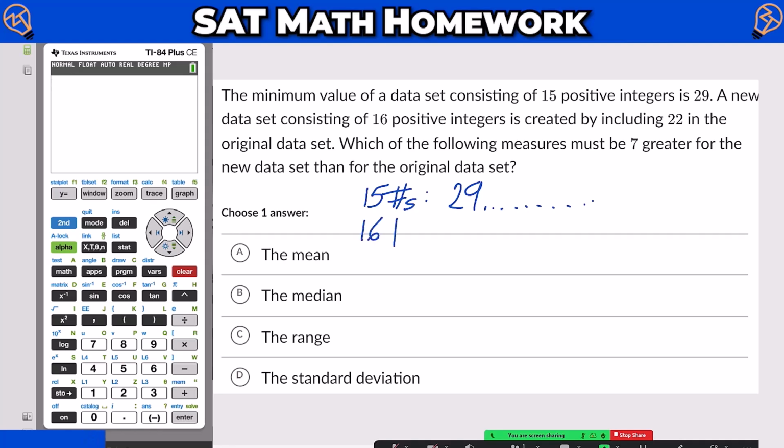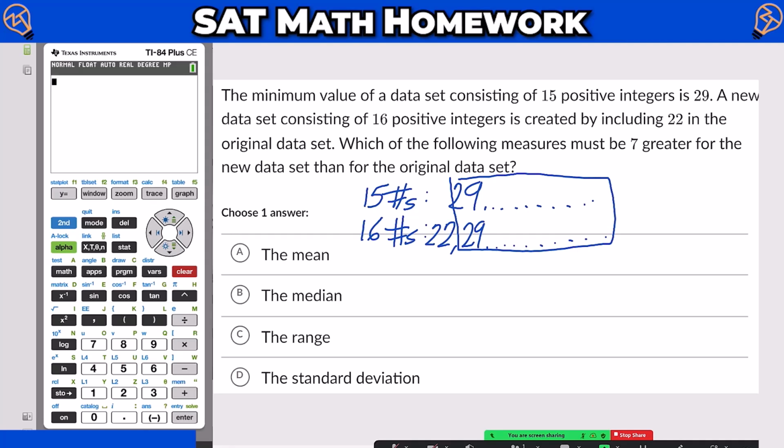And then they're saying we have a new set of 16 numbers by simply including the number 22 in the original set. So in other words, the rest of the numbers from the original set here is going to remain the same. So the 29 and then another 14 numbers. So they're asking which of the following measures must be 7 greater for the new data set.